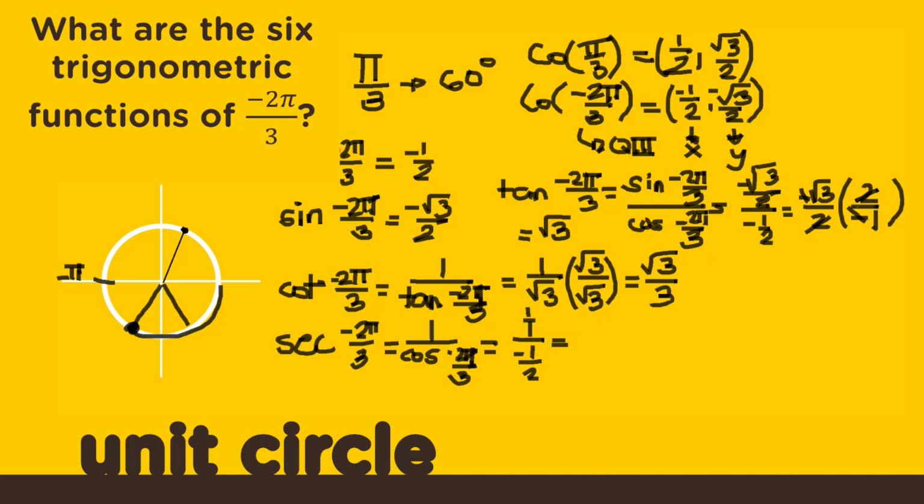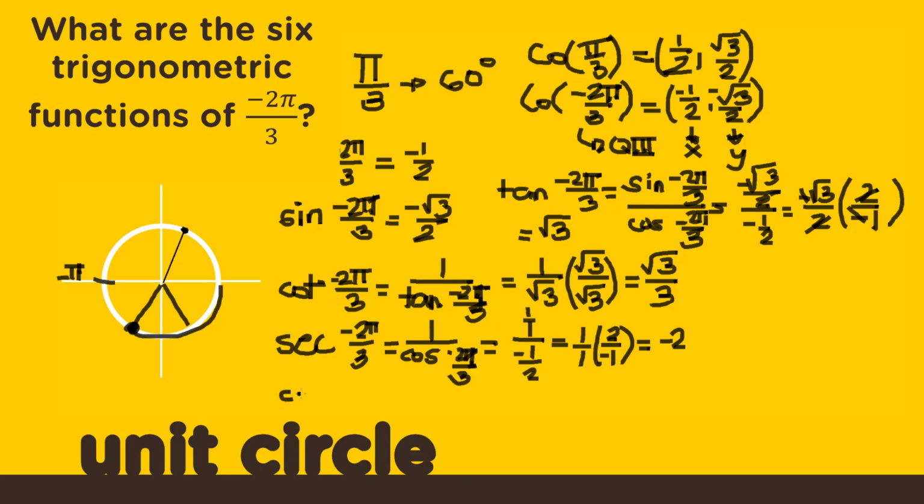So keep, change, flip method just like this. We're going to keep our numerator, we change the operation to multiplication, and we flip our divisor. So you have 1 times 2 is 2. 1 times negative 1 is negative 1. 2 divided by negative 1 is negative 2. This is our secant of negative 2 pi over 3.